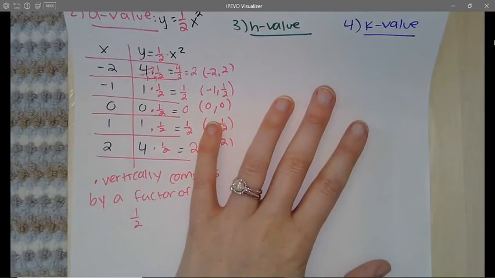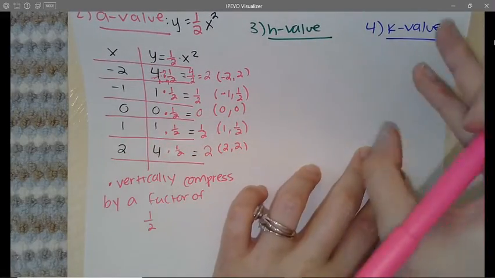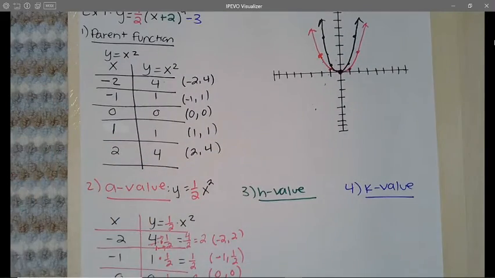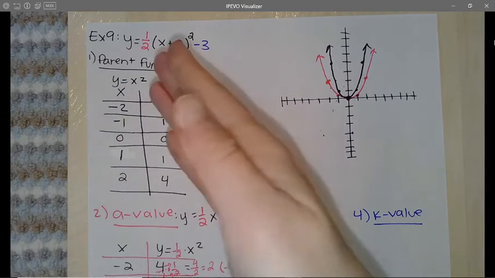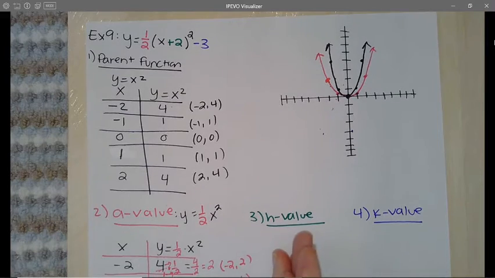So remember, you guys, the a value after the parent function is the only transformation that we make a table for. The h and the k, you can simply just move the points on your graph. Okay, so again, remember, you guys, it doesn't matter. After you tackle the a value, you can do either the h or k next. It doesn't matter. Okay, so I like to do the h value.